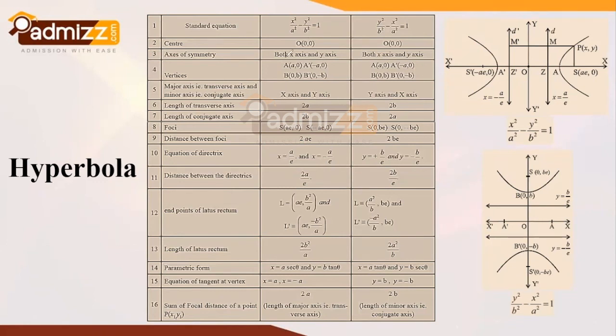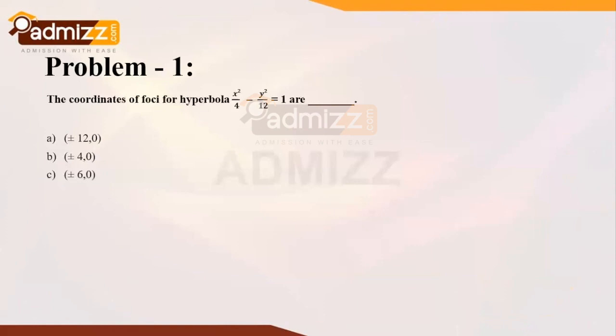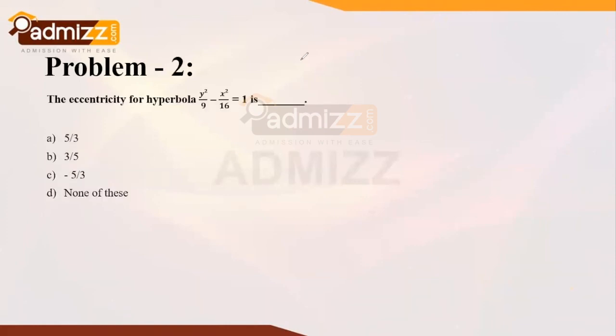So it is none other than a square is equal to b square into e square minus 1. This is the condition which we will be utilizing. So let's have a look at the problem once again. The a square value is 16 is equal to 9 into e square minus 1, and do the simplification and have your answer in the chat window.